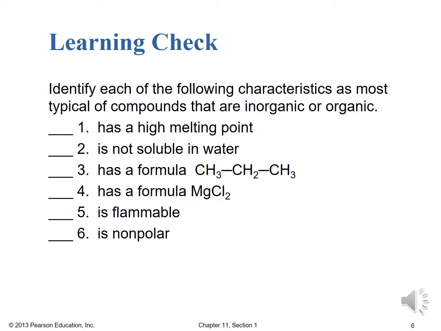So in this example, we're going to identify each of the following characteristics as most typical of compounds that are either inorganic or organic. So maybe an I or an O on that line next to each number. And so we'll have you pause the video here, and then number 1, for instance, has a high melting point. If you think that describes an inorganic compound, then you'd put an I. If you think it describes an organic compound, you'd put an O.